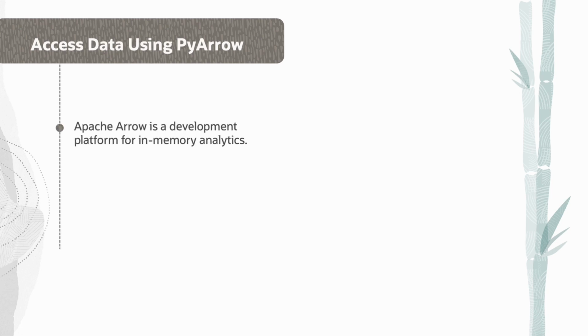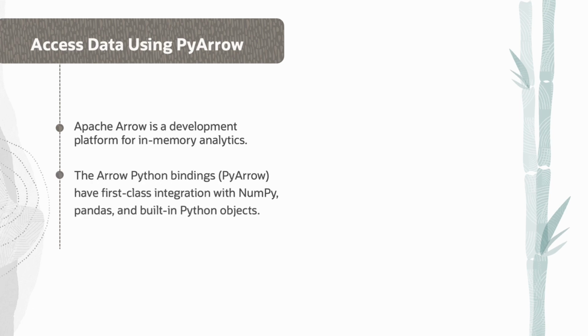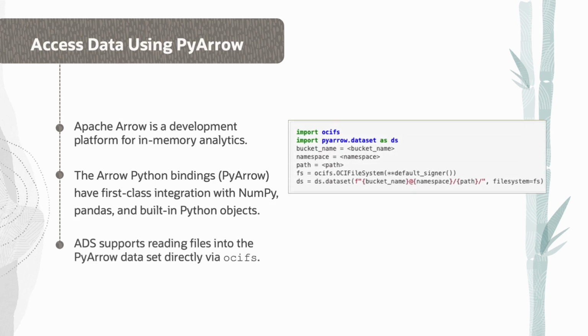Oracle ADS also supports reading and processing big data into PyArrow by OCI file systems, or what we call the OCIFS library. This Pythonic file system holds connection information and allows typical file system style operations.